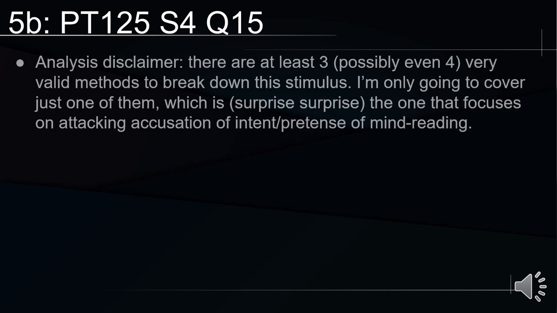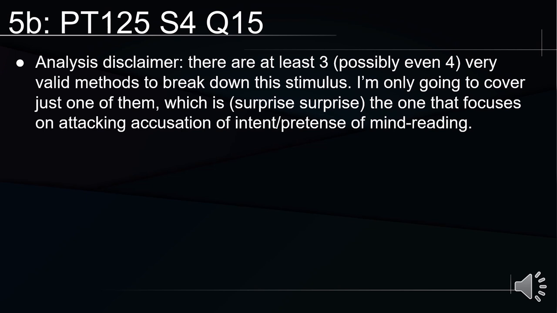So I do want to put out this disclaimer before going further into analysis. I made several variants of the analysis I'm about to do, and I think that there are 3, possibly arguably even 4, very valid and very distinct methods to break down the stimulus. That being said, for the sake of runtime, I'm only going to cover just one of these methods, which, surprise, surprise, is the one that focuses on attacking the accusation of intent, the pretense of mind reading that we just observed. All right, so with that disclaimer in mind, let's just get into it.